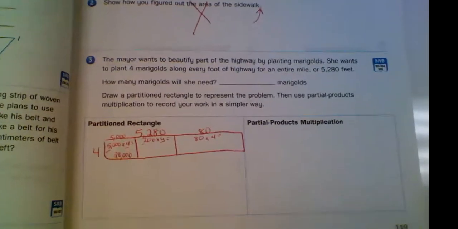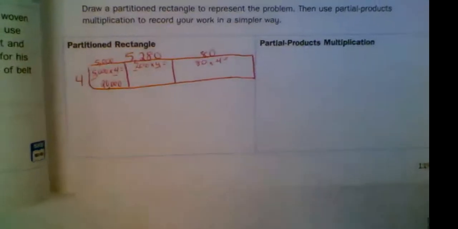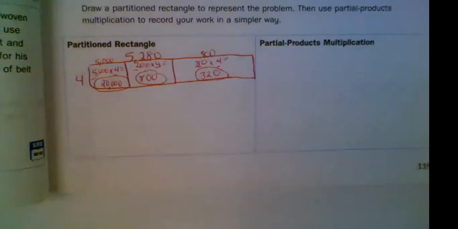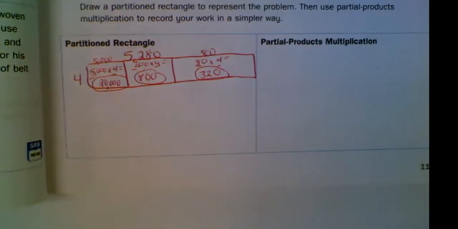Okay, it would be 200 times 4. And then 80 times 4. I'm going to have you pause the video, times the friendly numbers, and come up with our answers for each rectangle that we partitioned. Okay, so 200 times 4 is 800, 80 times 4 is 320. And I circled our little answers there.